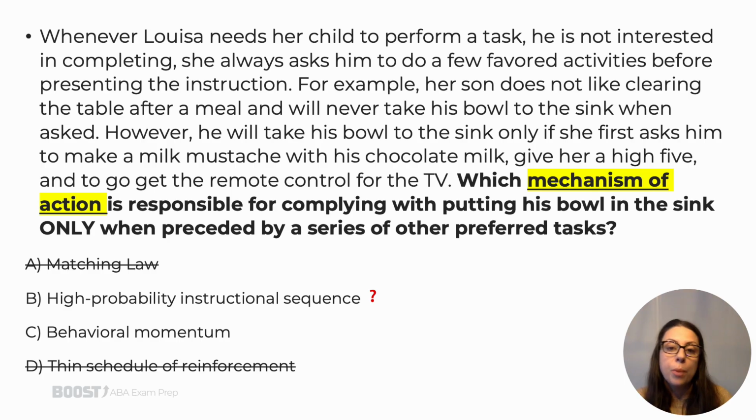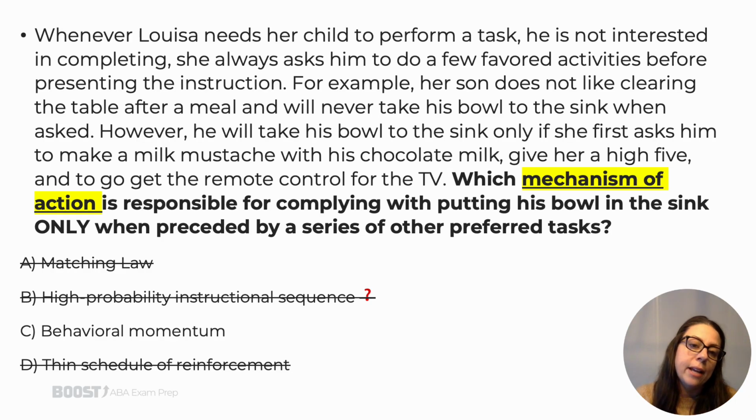However, the high probability sequence is a teaching procedure, not a mechanism of action or explanation of why compliance continued. Right? Behavioral momentum is a theory that essentially explains why the high P sequence works to increase compliance. So given the question is asking about a mechanism of action and not what procedure Louisa is using, let's go ahead and eliminate high P sequence and select behavioral momentum for the correct answer choice to this question.